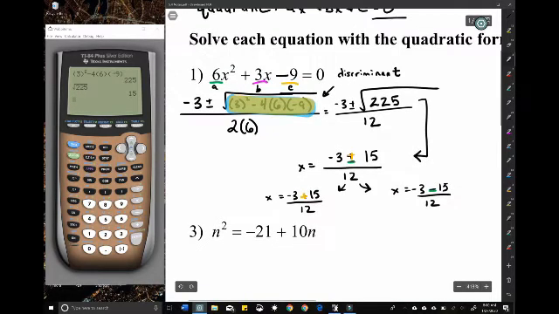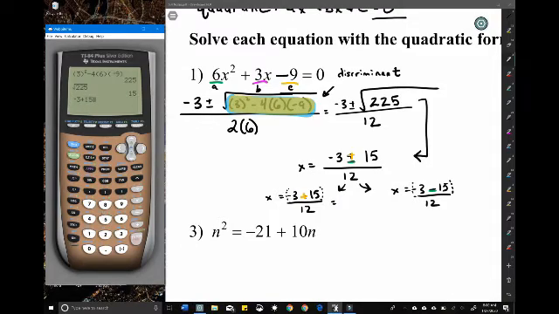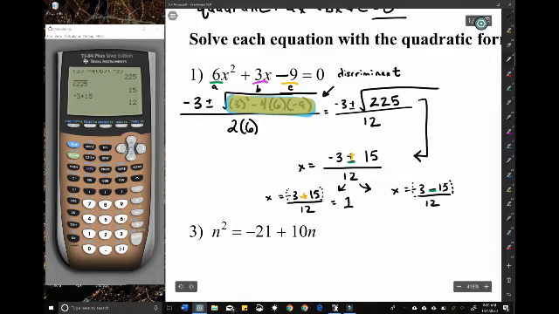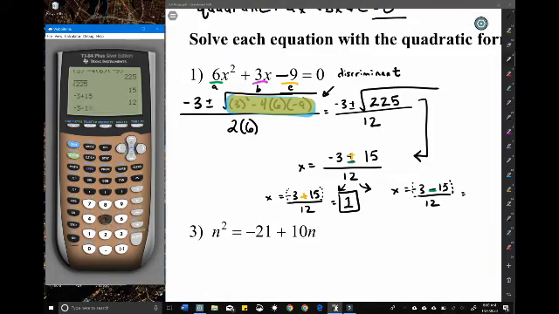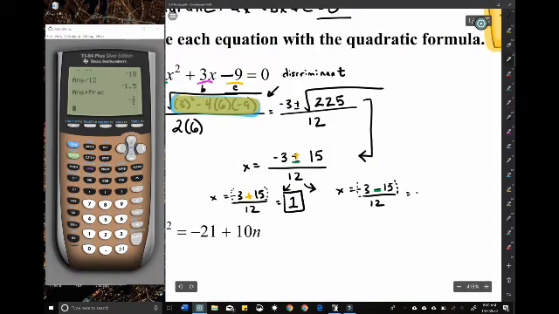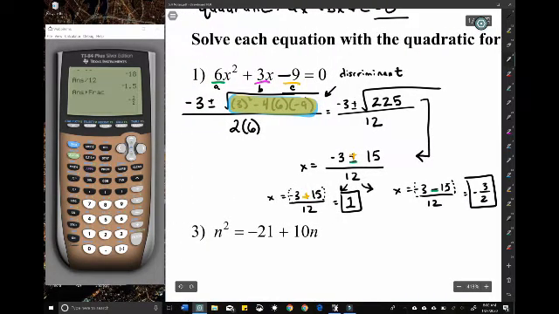Okay, again, just little things to be careful of. If you type these in your calculators, make sure you do the numerator first. Simple order of operations stuff. So it's negative 3 plus 15 divided by 12, which is 1. So x equals 1. And negative 3 minus 15, negative 18 divided by 12, and you'll get a fraction: negative 3 halves. Okay, so that's really it. The formula might be scary at first, but you're just typing stuff in and being careful with this discriminant, typing it into your calculator.